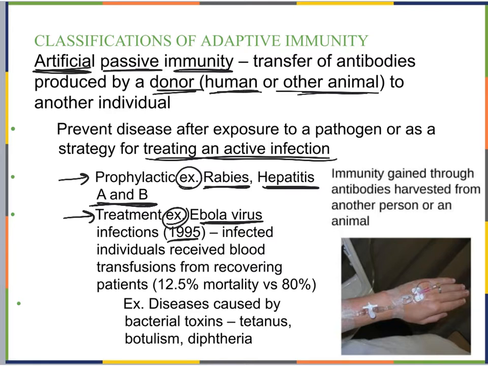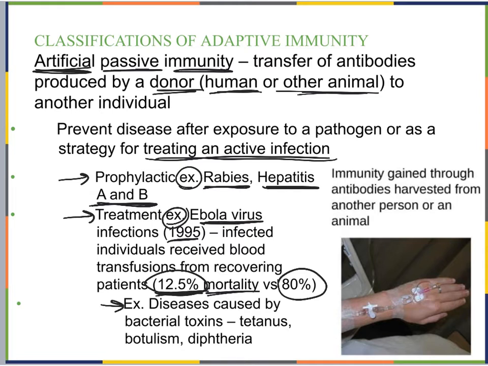And so it did change the mortality rate. When somebody was able to get this treatment for the Ebola virus, the mortality went down to 12.5%, versus the untreated Ebola virus, which has about an 80% mortality rate. So a huge, huge difference there.